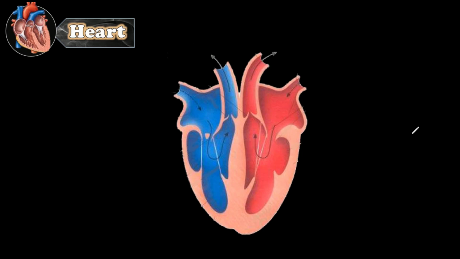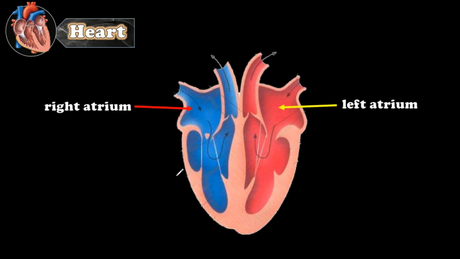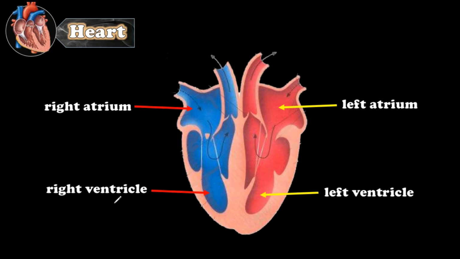Now we're going to label the heart. Here, this is the right atrium, this is the left atrium, this is the right ventricle, and this is the left ventricle. Here, this is a valve, and this is another type of valve, and valves work like a gate which allows blood only to enter and doesn't allow it to go back.